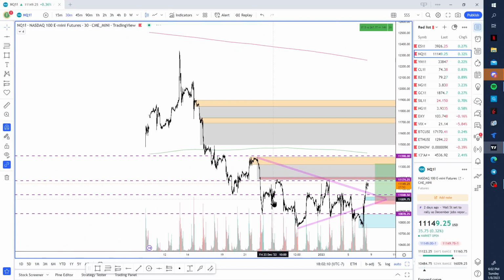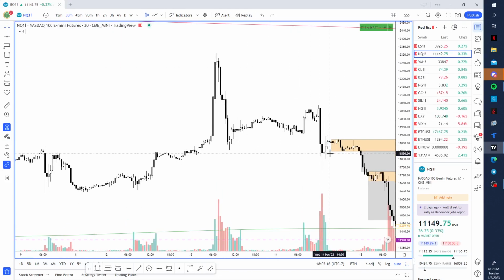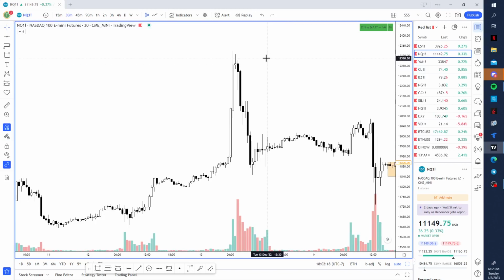Like last CPI, he got short when we tagged this area right here, and he caught this whole move to the downside. Beautiful. Good for him.